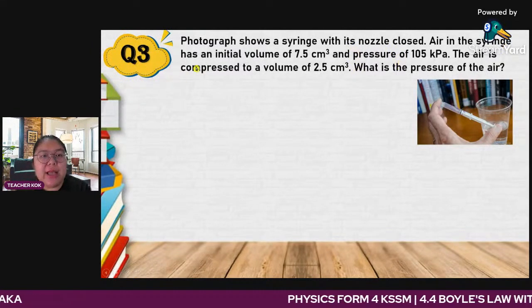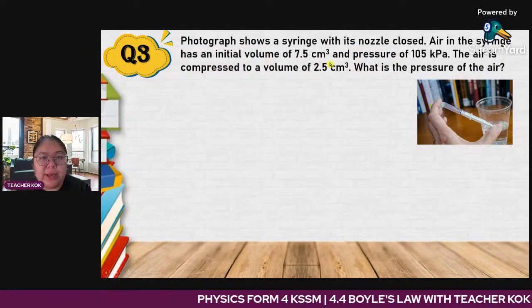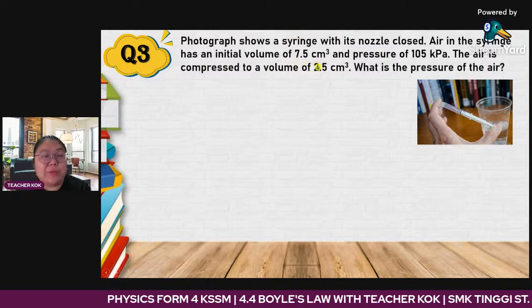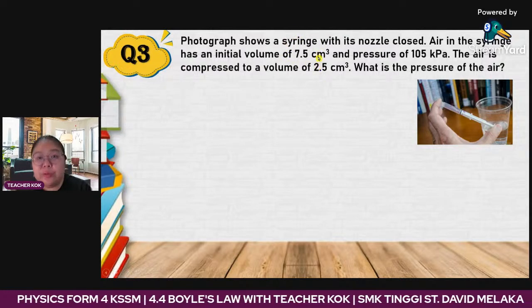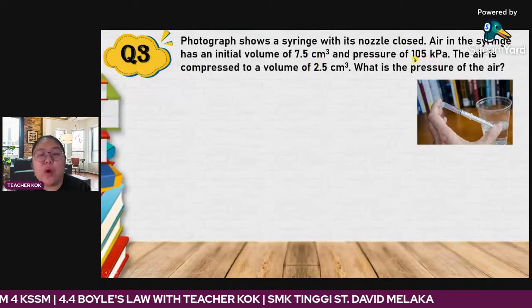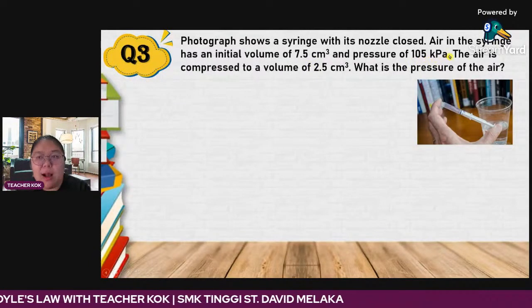A in the syringe has an initial volume. They give you initial volume 7.5, so we take this one as V1. Then the pressure is 105 kilopascal.